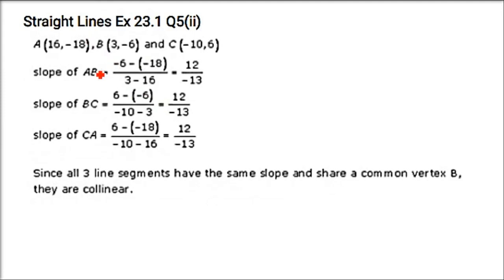Same thing you have to do here. First find the slope of AB, then find the slope of BC, then find the slope of AC. All will be minus 12 by 13. You have to find y2 minus y1 by x2 minus x1. And you see the vertex B is common and the slopes are also equal. That is a proof that the three points are indeed on the same line.